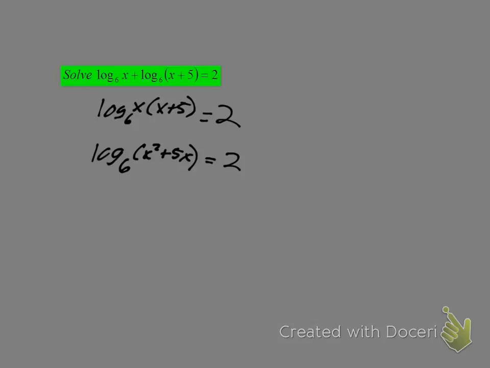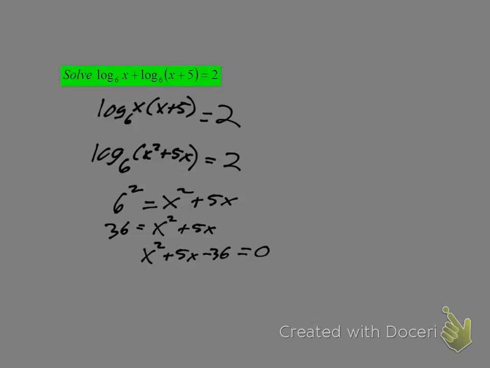You have a log on one side of your equation, so what do you have to do next? Switch. 6 squared equals x squared plus 5x. 6 squared is 36. Subtract the 36 to the right. Alrighty, everybody good with that? Plus 5x minus 36. I'm putting my equals 0 on the right so my OCD is satisfied, alright? Everybody good? Everybody there? Alright.